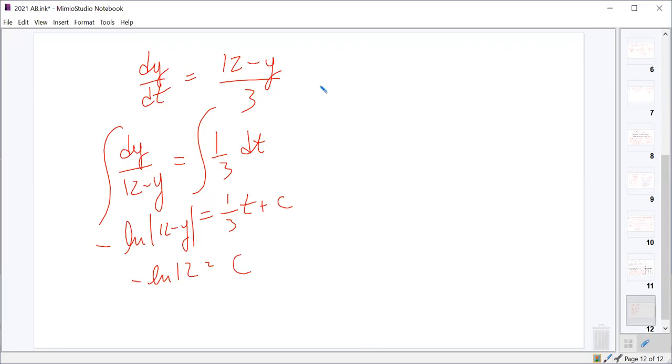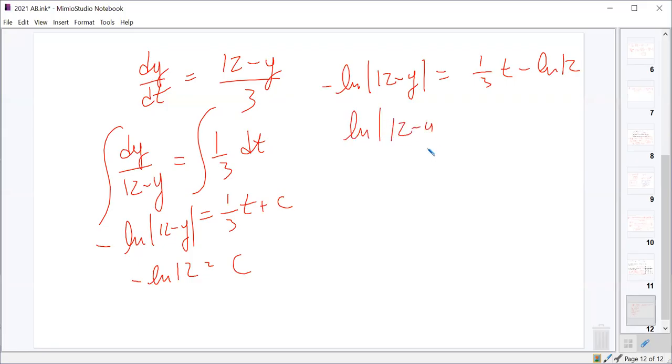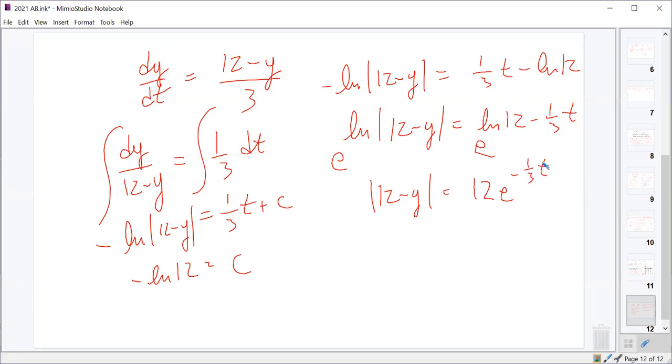So we will say that negative natural log absolute value 12 minus y equals 1/3 t minus ln 12. We'll divide by the negative to get natural log absolute value 12 minus y is ln 12 minus 1/3 t. We'll exponentiate to get absolute value 12 minus y is equal to 12 e to the negative 1/3 t, bringing that 12 out to the front.